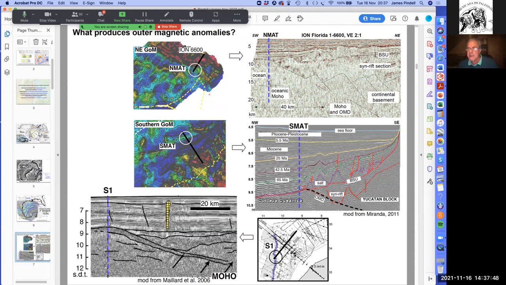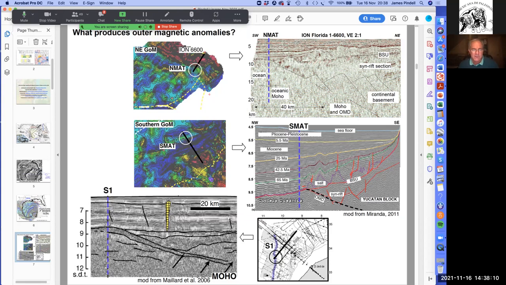BSU means the base of the salt unconformity, and the deformation in the salt is clearly visible above that horizon. Now note that the salt comes out to the edge of the oceanic crust, but the salt does not go onto the oceanic crust. On the south side, we have the same thing.